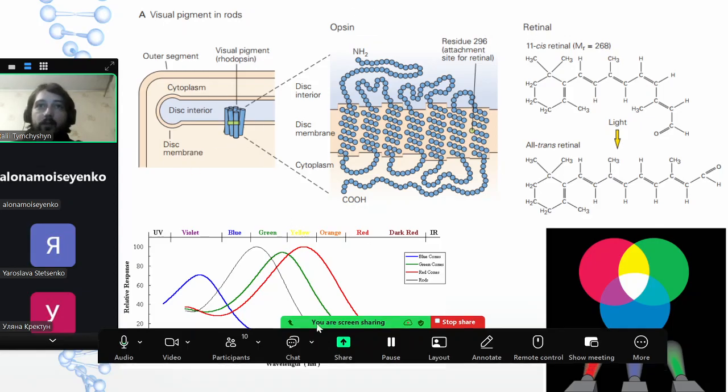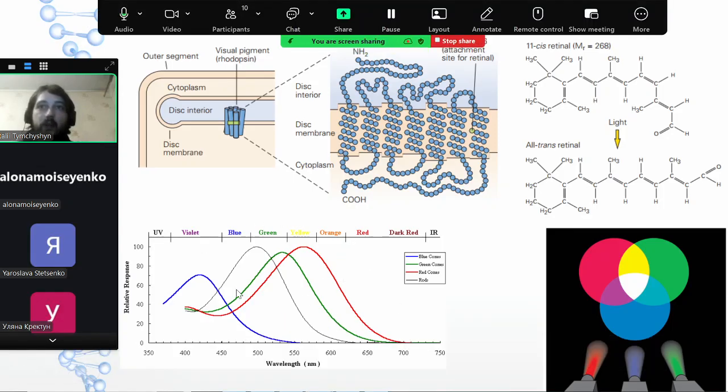So here they are. Here you see different absorption spectra for rods and for 3 types of cones. Some people call them RGB, like red, green, blue, which is basically the reason why we have red, green, and blue in our screens. So that's interesting to point out. Or some call them SML, like short wave, these are blue, medium, these are green, and long wave, these are red. So here they are.